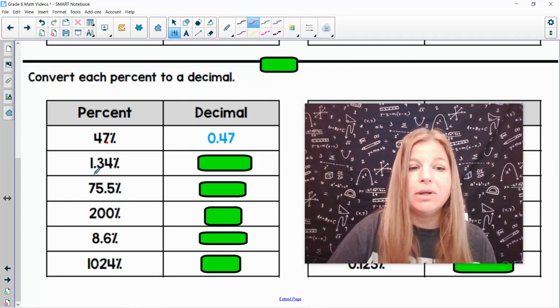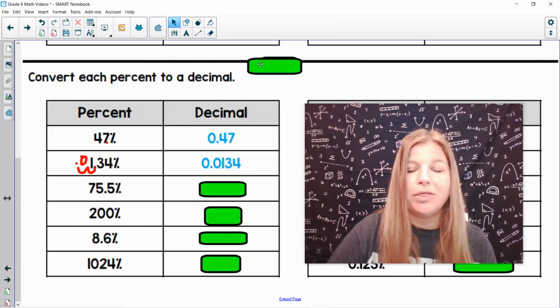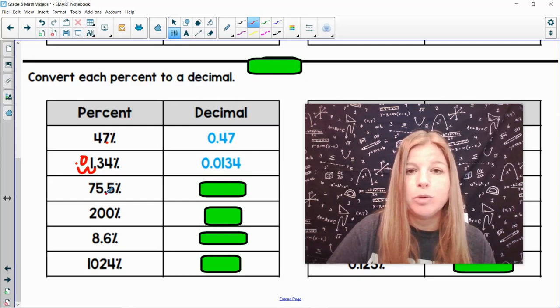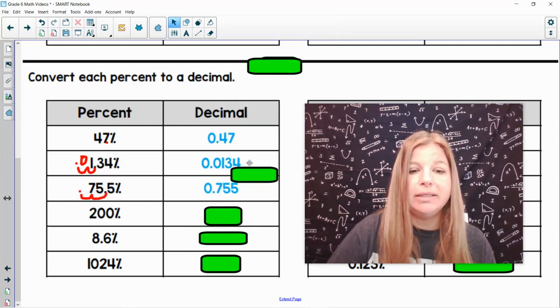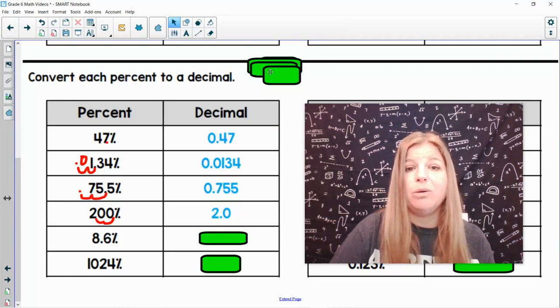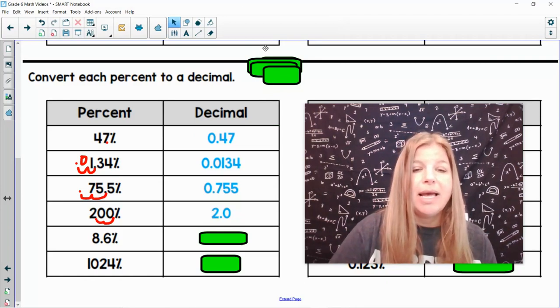1.34%. I take the decimal, I move it 2 spots to the left, 1, 2. I have a placeholder 0 that would need to get filled in, and so I get 0.0134. 75.5%. Take that decimal, move it 2 spots to the left, 1, 2. I now have 0.755. 200%. I know my decimal is really at the end. I go 1, 2. Now it's in between my 2 and my 0, which is really just 2.0, or I can really just write it as 2.